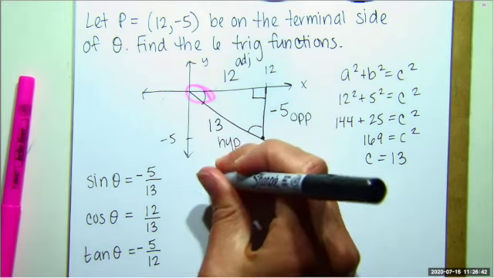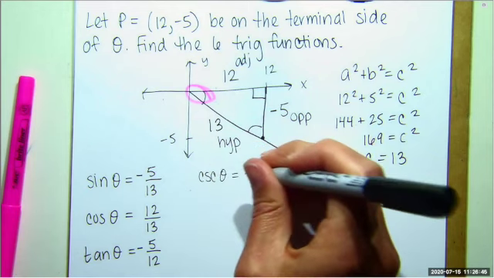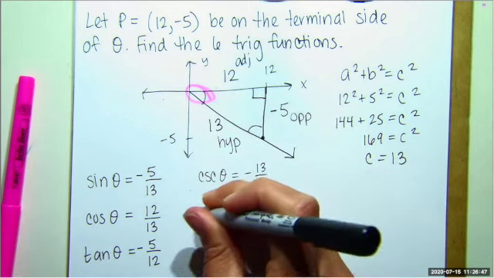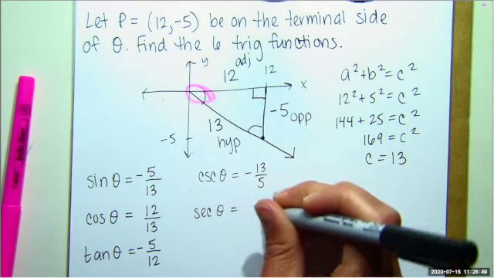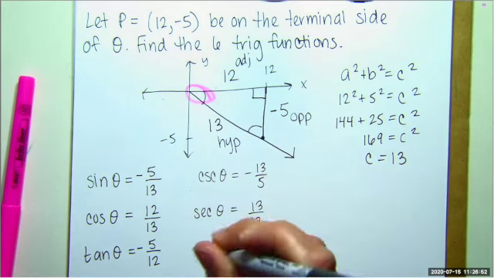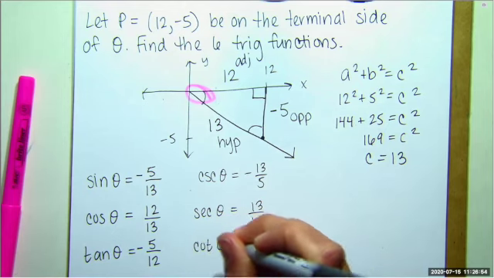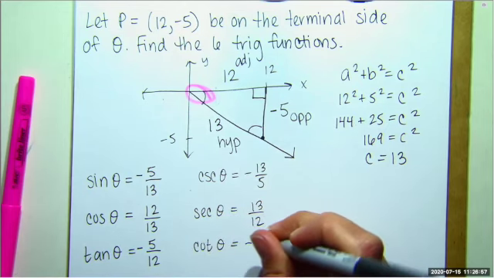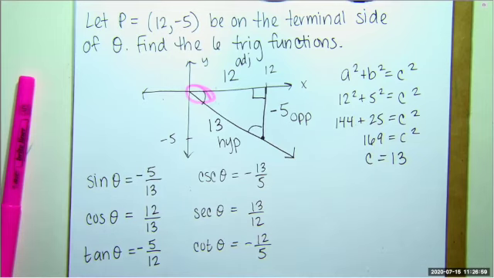Our reciprocal functions: cosecant is the reciprocal of sine, so that's -13/5. Secant is the reciprocal of cosine, so that's 13/12. And cotangent is the reciprocal of tangent, so that's -12/5. Any questions on this problem? Any questions?